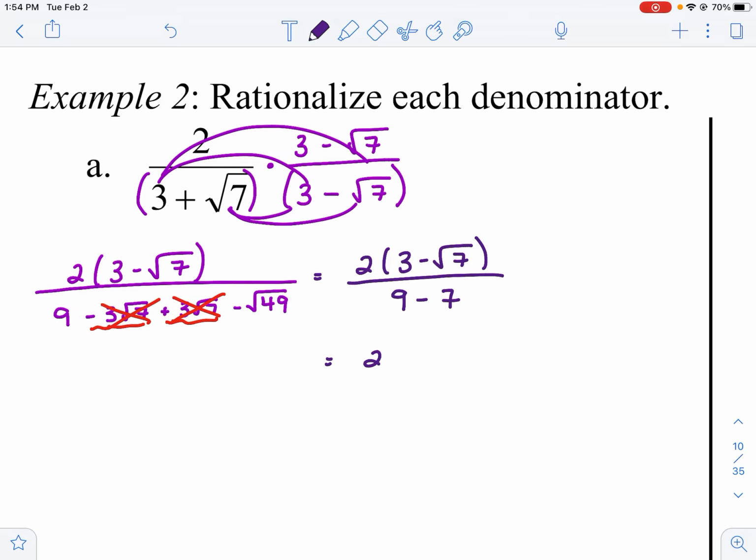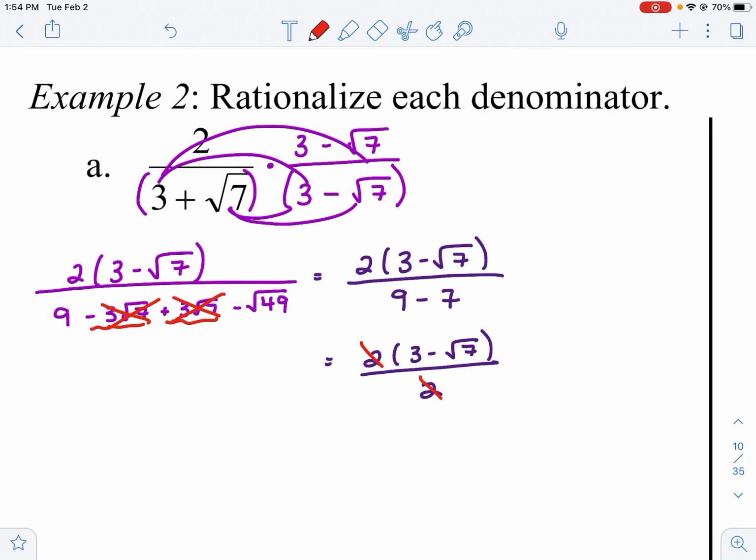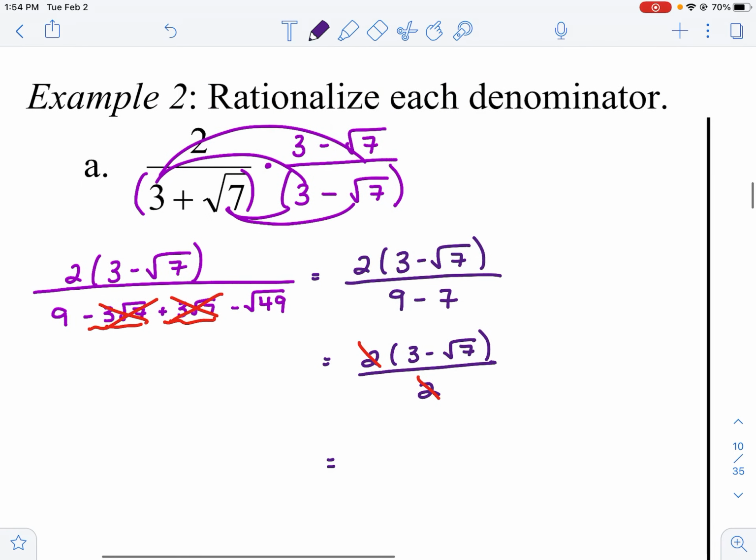So if I keep going, 2 times 3 minus the square root of 7 all over 2. Hey, my 2's are going to cancel, because we simplify them just like we simplify all of our fractions. So our final answer is 3 minus the square root of 7. We'll do another one of these together.